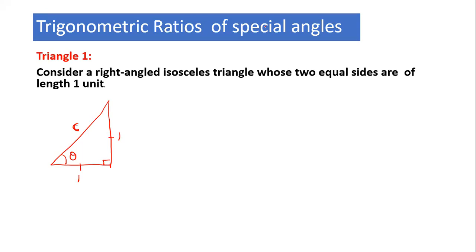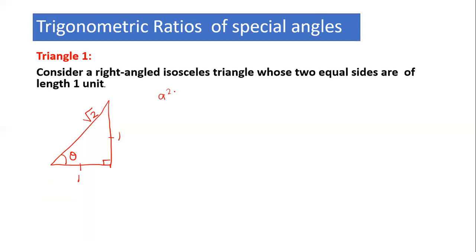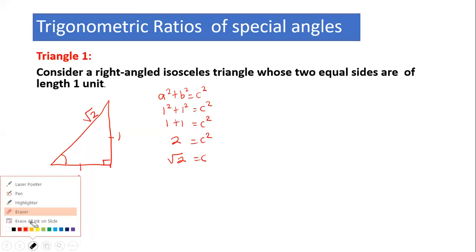Very good. Everyone is coming up with the root of 2. So this side is going to be root of 2. That side is root of 2 because we have said a squared plus b squared is equal to c squared. So this is 1 squared plus 1 squared, which is c squared, so 1 plus 1 is equal to c squared, 2 is equal to c squared, and you get root of 2 is equal to c.